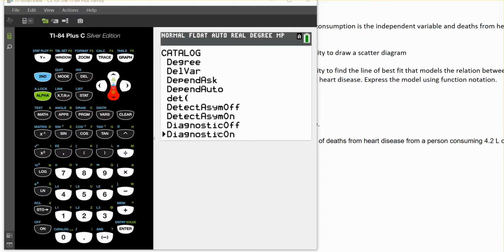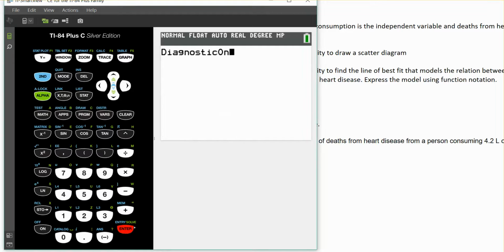Okay, so I arrowed down, and you can see here that my black arrow is facing diagnostic on. I'm going to hit enter. It brings me to this home screen, and I hit enter one more time. The calculator comes back and says, okay, diagnostic is on. The diagnostic has to do with the correlation coefficient, and I'll show you what that means in a few minutes.